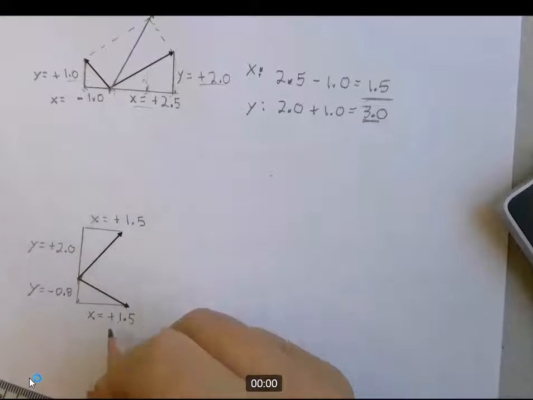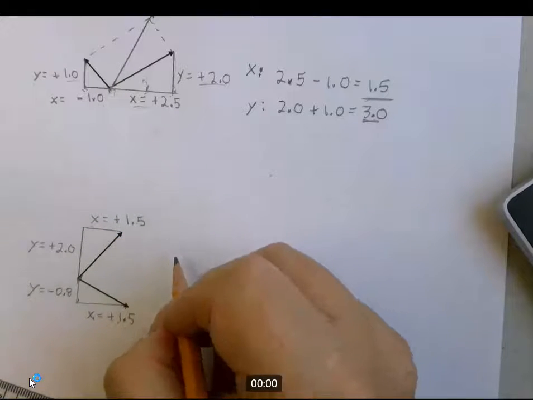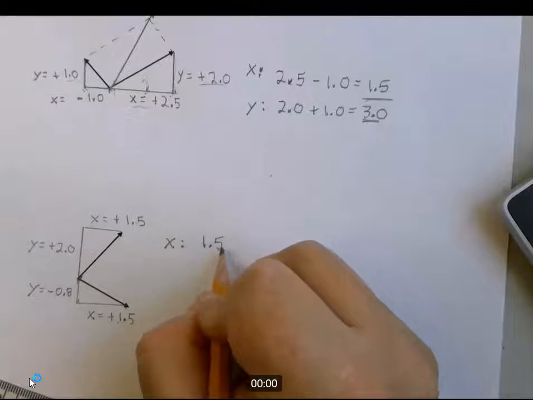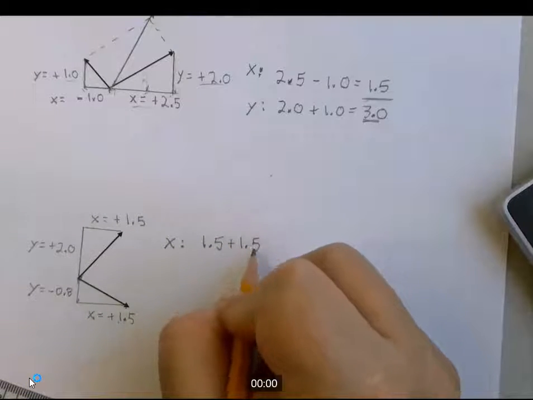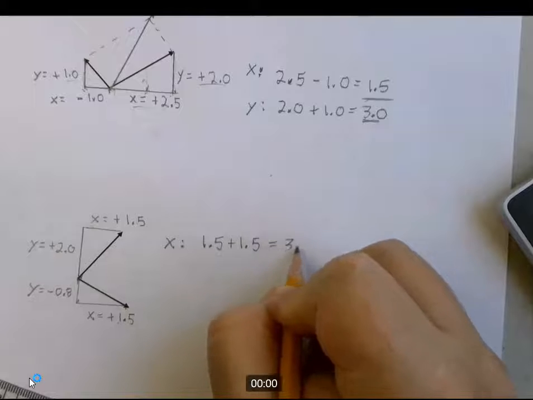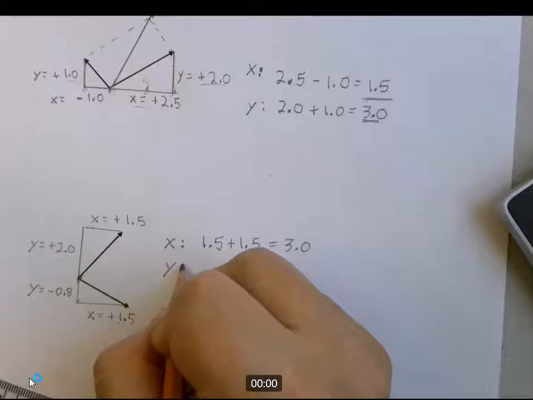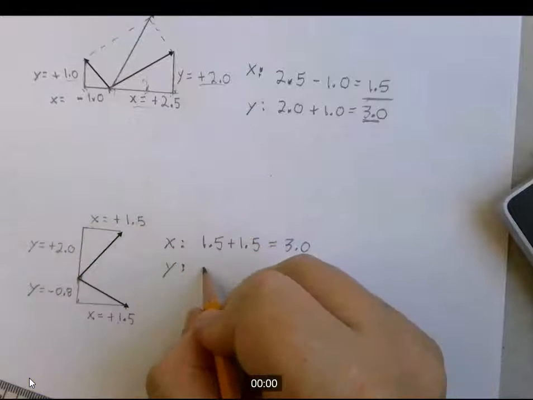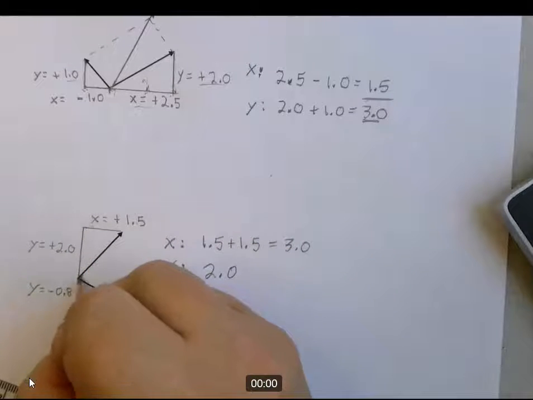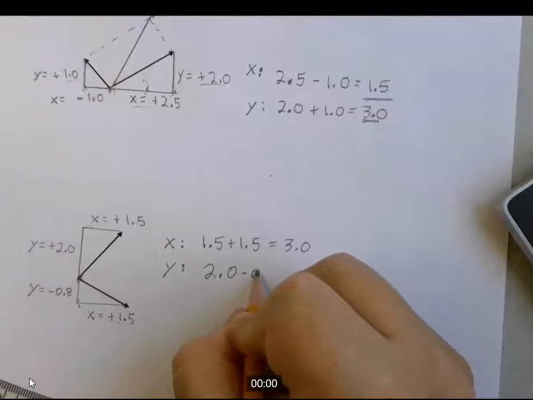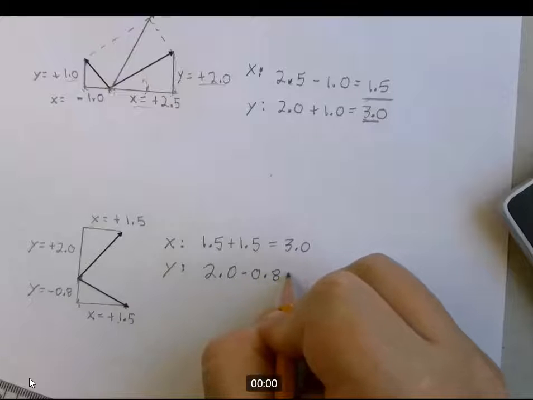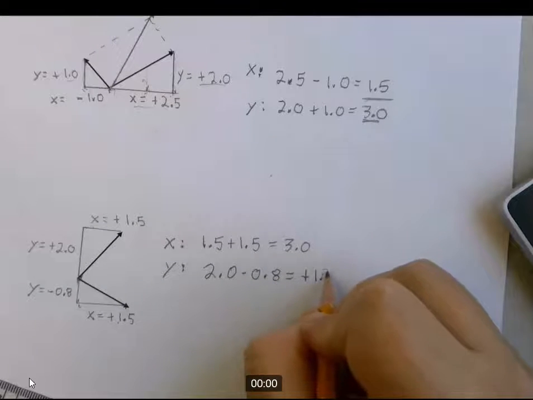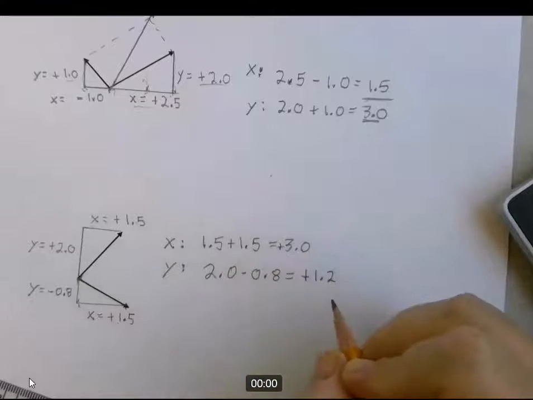So now we're going to add these two x's. They're both 1.5. So x is going to be 1.5 plus 1.5, that equals 3. Y is going to be positive 2 minus 0.8, and that equals positive 1.2. And this one was positive as well.